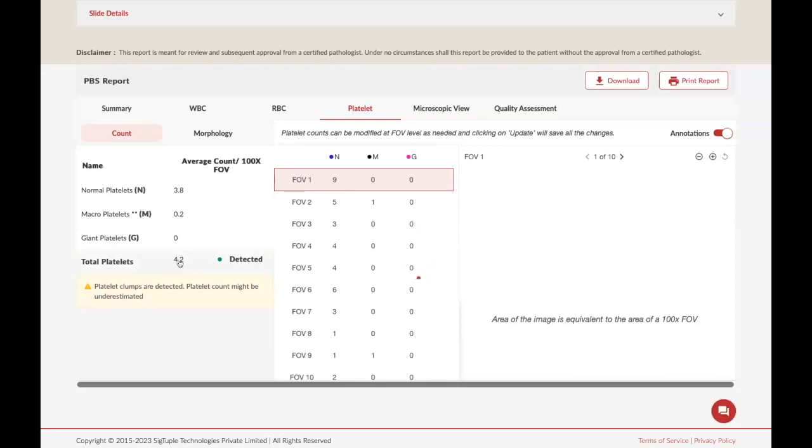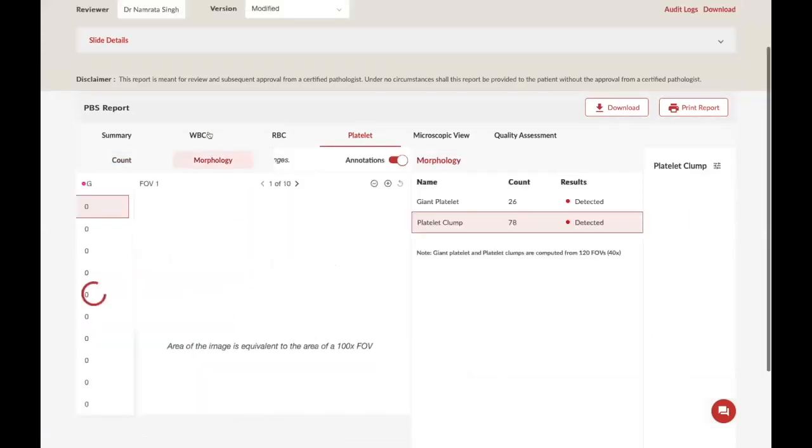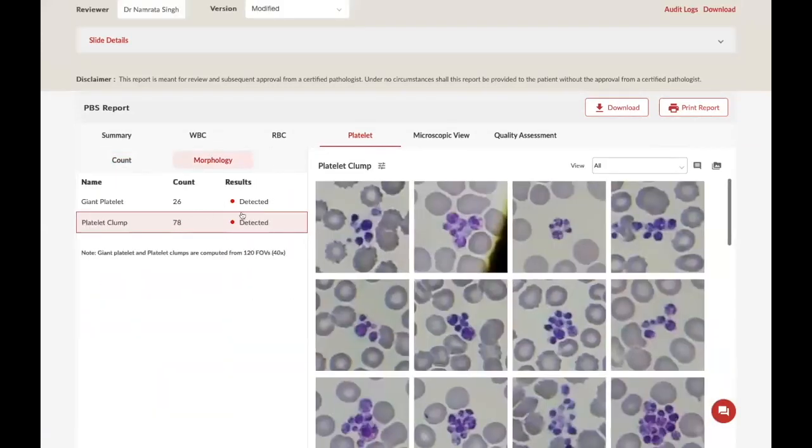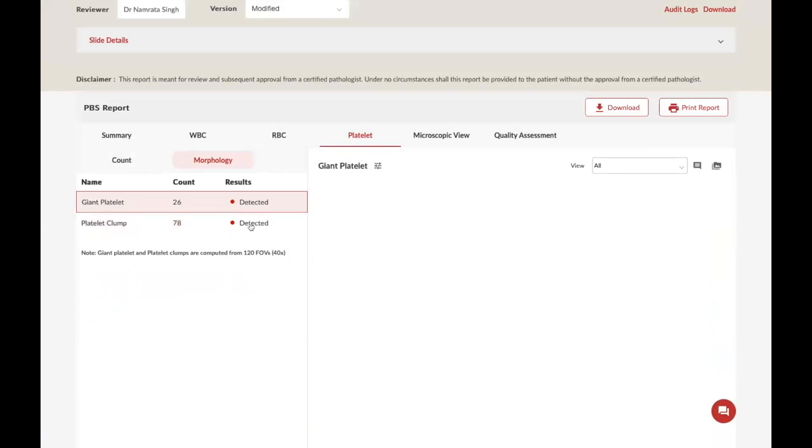Now, this definitely looks like a thrombocytopenia if you multiply by 10,000 or by 15,000. But the AI, which is very attuned to detect platelet clumps, definitely does flag it out here. So it's very easy for the pathologist to understand that this could be a spurious thrombocytopenia, and they can quickly go on to the morphology just to recheck that. In this particular case, there are about 26 giant platelets detected, and about 78 patches of platelet clumps as well.